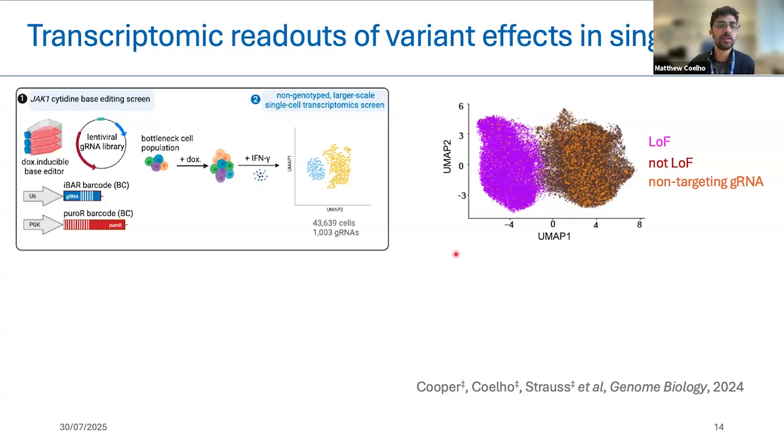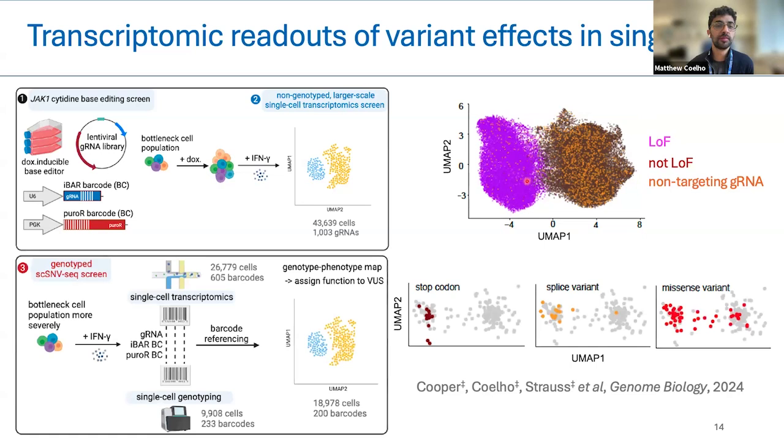And so you get these nice UMAPs, which are essentially a dimensionality reduction of these transcriptomics data, and I hope you can appreciate that lots of the loss of function mutations we've identified in JAK1 cluster very distinctly from the wild type cells or the non-targeting guides. This is purely because they have a completely different transcriptional response to interferon gamma. So these ones don't respond, these ones do.